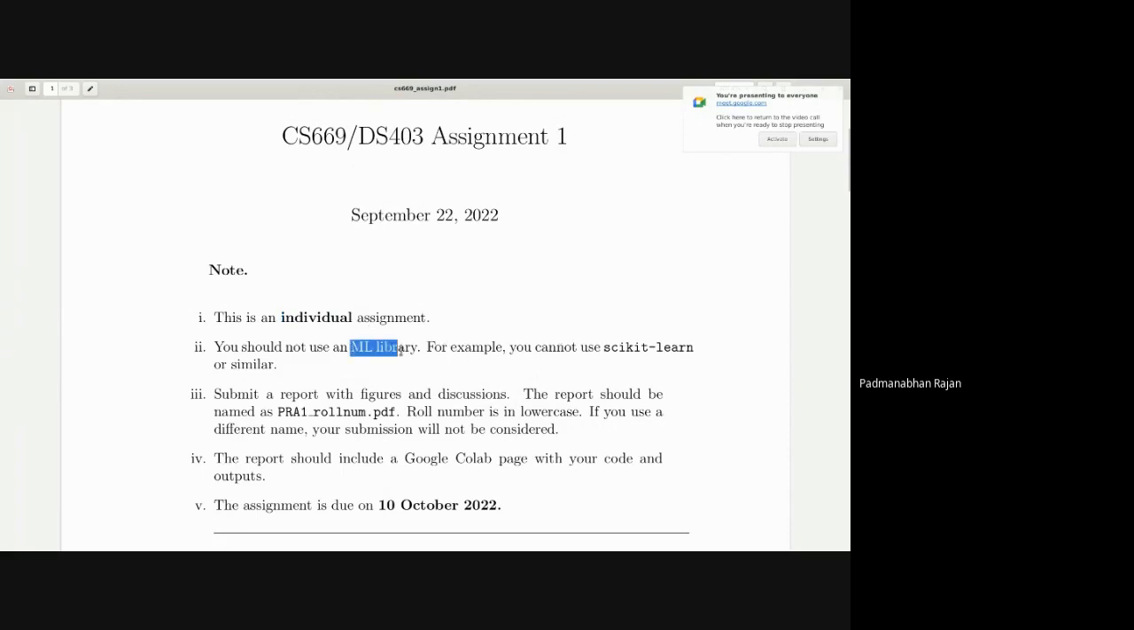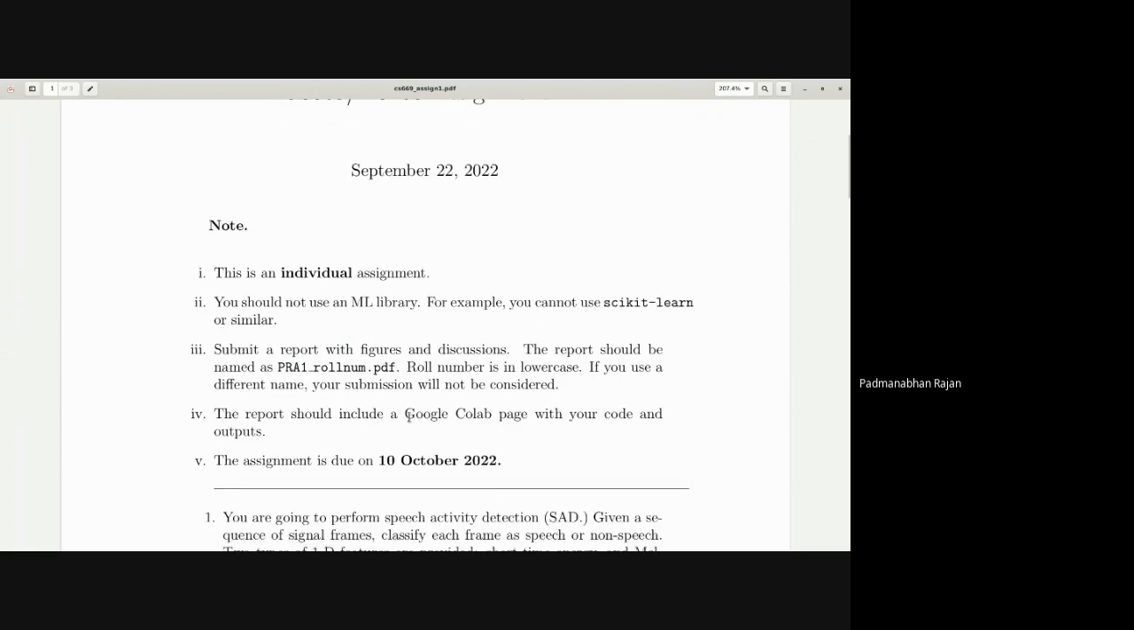You should not use a machine learning library. For example, if you are using Python, you cannot use scikit-learn. You have to code everything from scratch. Remember to submit a report because that is your submission. The report must be in the format PRA1 underscore roll number. It has to be exactly in this format because it is going to be auto processed, so please make sure the roll number is in lowercase. The report should include a Google Colab page with your code and output because we want to be able to run what you have done. It is due on 10th October.